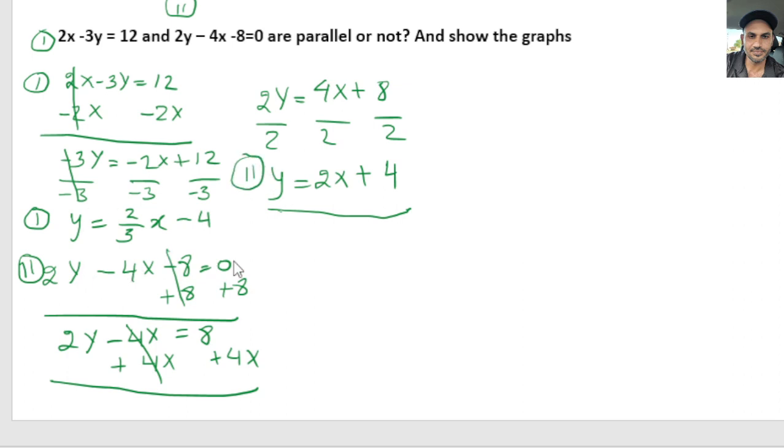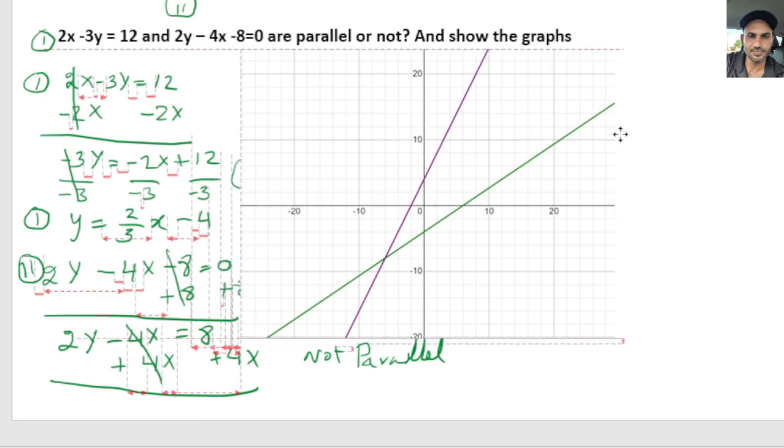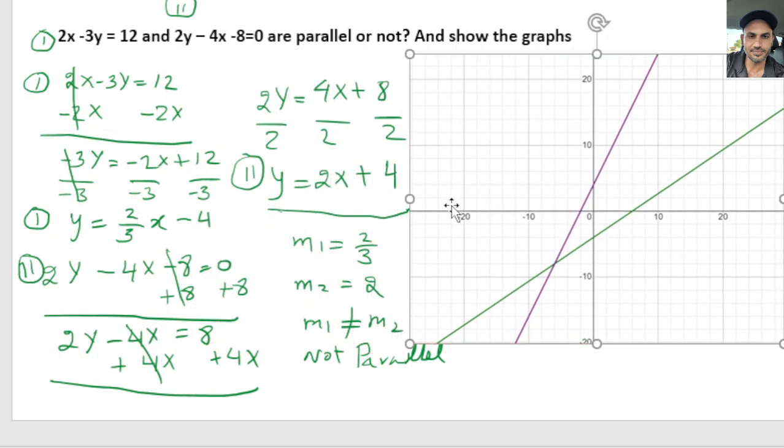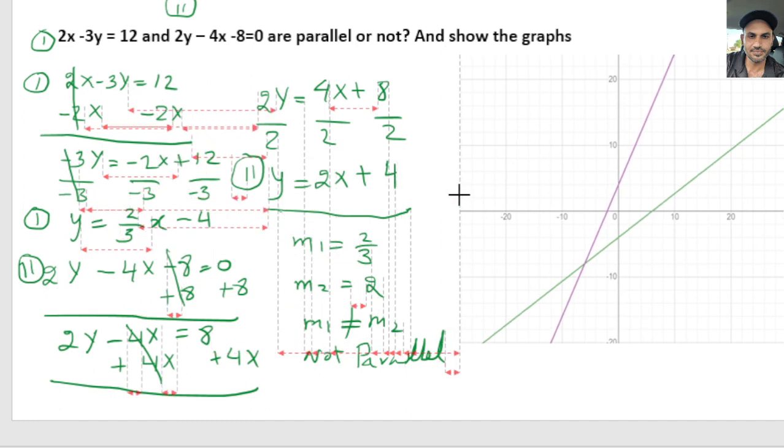Now let's look at the slope of the first line. M1 equals 2 over 3. The slope of the second line, M2, equals 2. So M1 is not equal to M2, so they are not parallel. Okay, now let me bring up the graph of this right here. Alright, so this is what the graph is going to look like for these two lines.